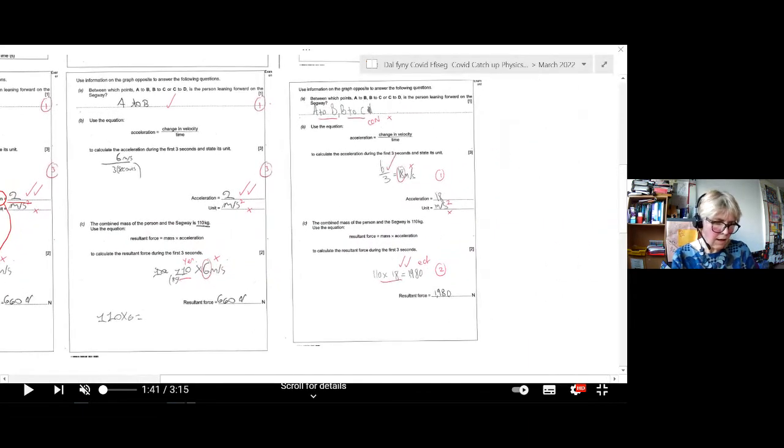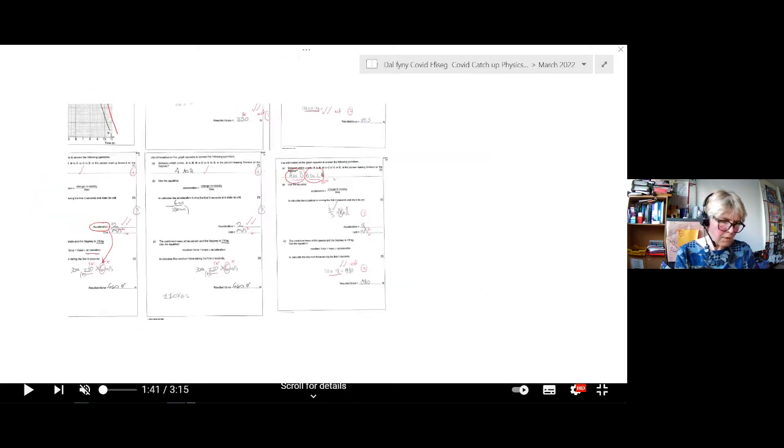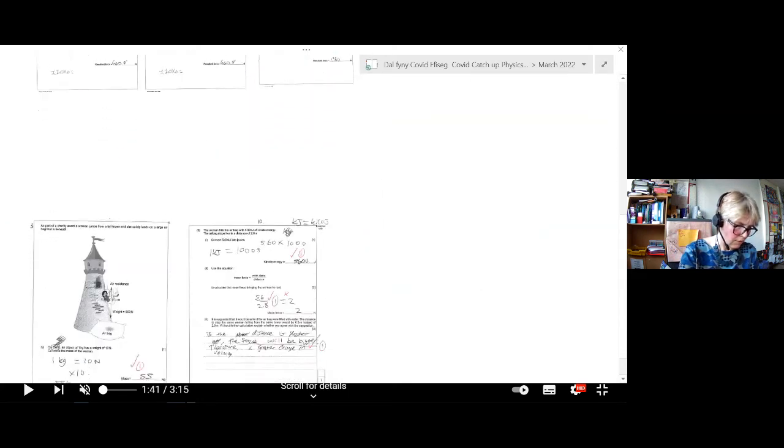And then lastly, it says here at the top, between which points A to B, B to C or C to D is the person leaning forward in the segway? So he's leaning forwards to accelerate. Now this person has chosen 2 things. So in effect, he has conned himself, because you can only have one of those. He can't have 2 answers at all. Okay, so that's foundation.